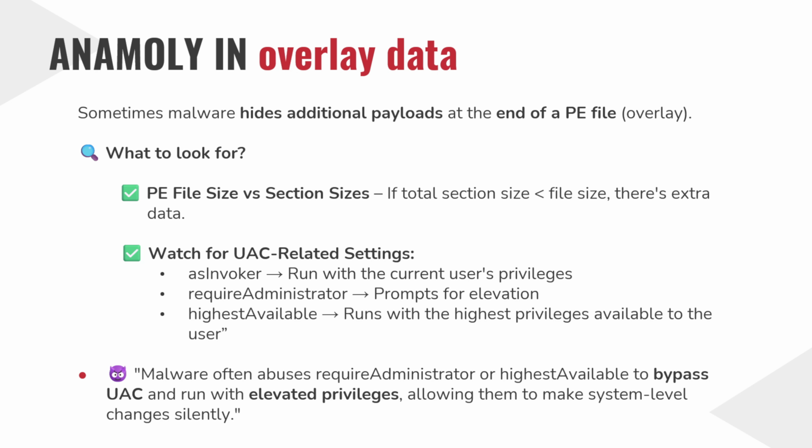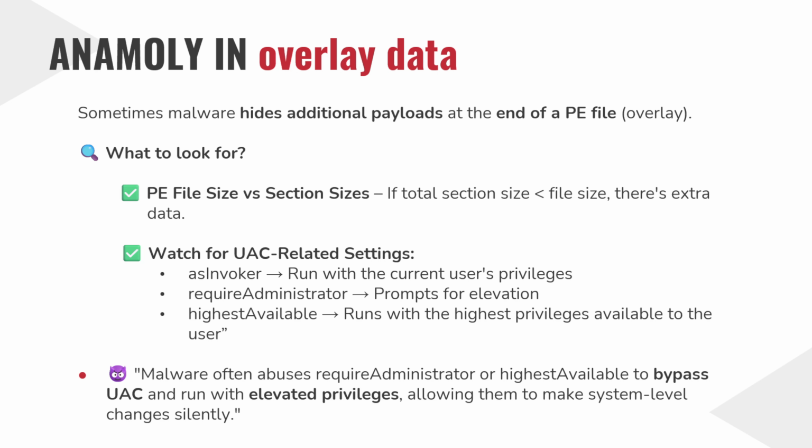Basically, there are three types of settings. First is asInvoker, which means the malware runs with the current user's privilege. Second is requireAdministrator, where the malware prompts for privilege escalation because it needs administrator privilege to execute. Third is highestAvailable, which means it runs with the highest privileges available to the currently logged-in user.